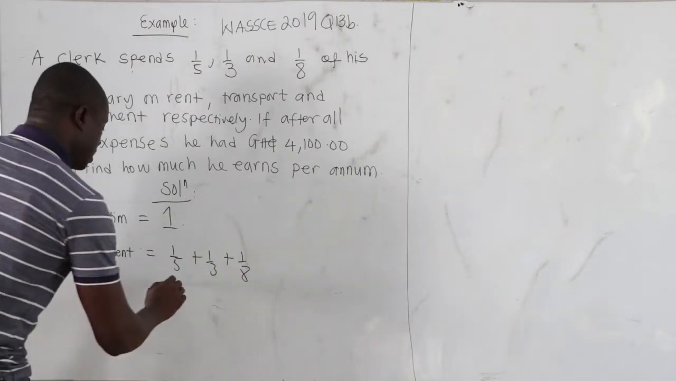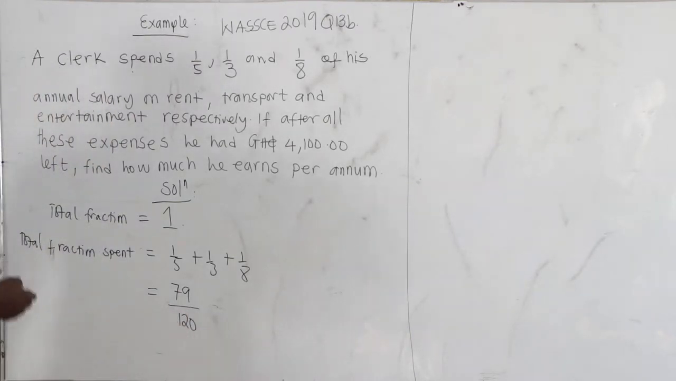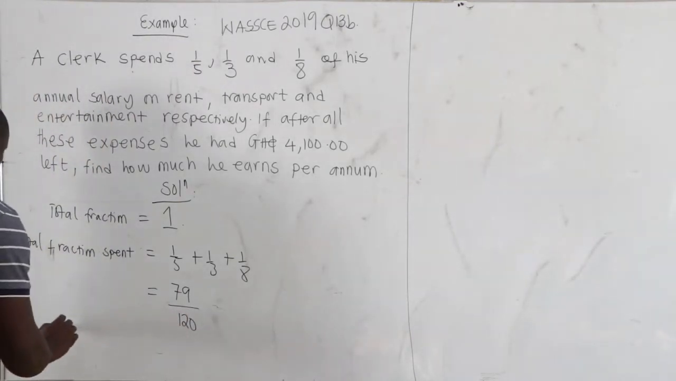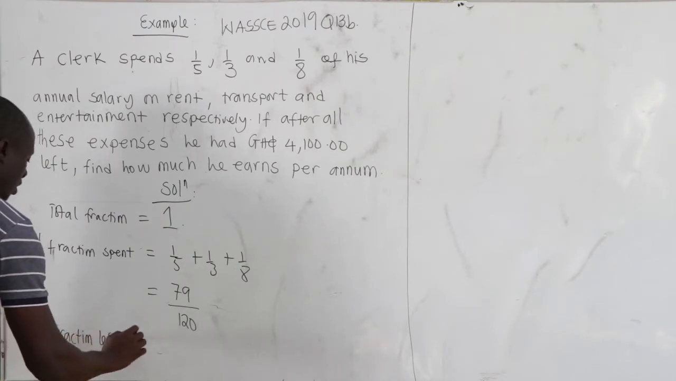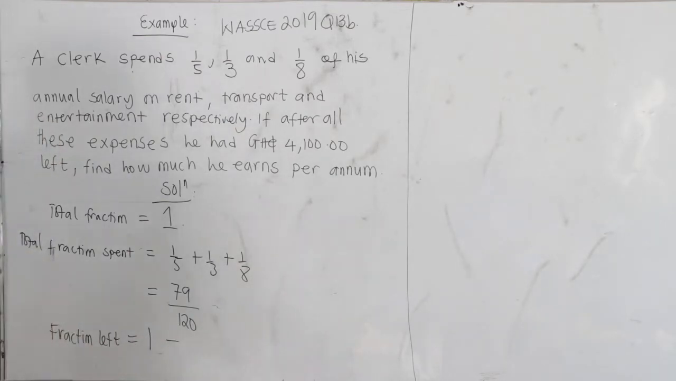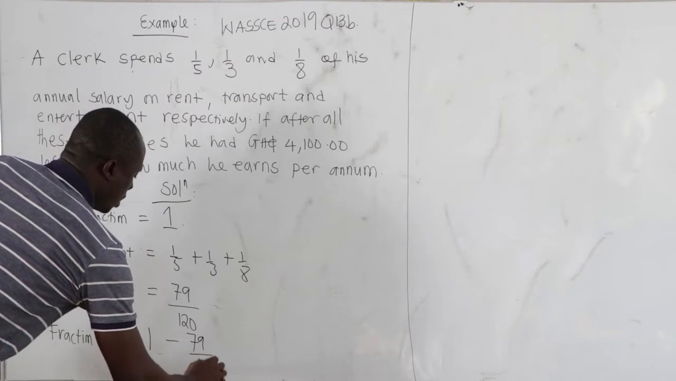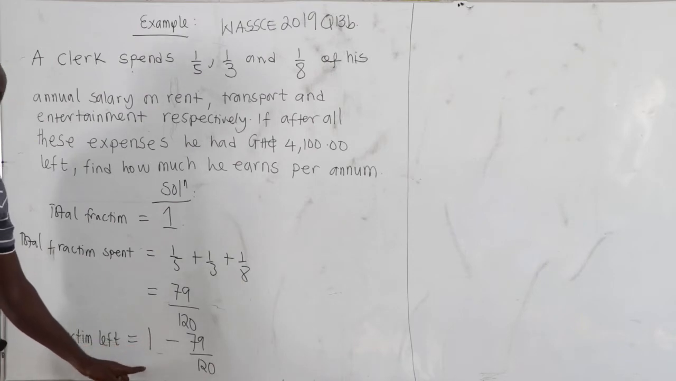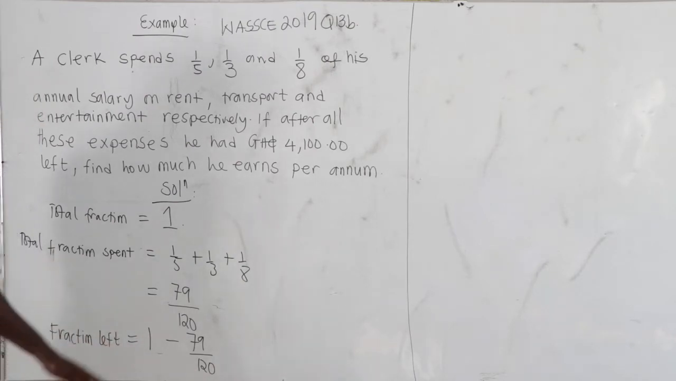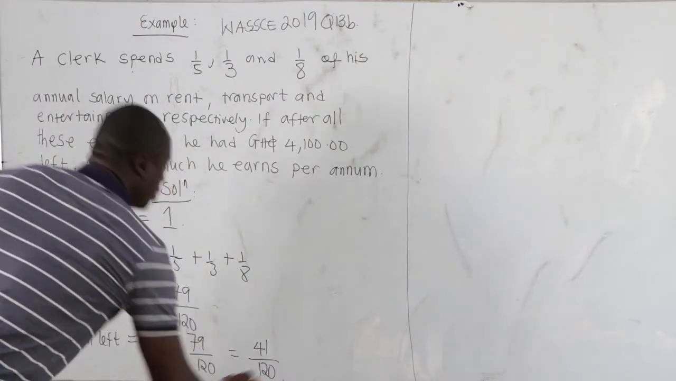Now, what is 1/5 plus 1/3 plus 1/8? You can work it out, and this is just 79 all over 120. Now, what is the fraction left? So after all this expenditure, fraction left will be total fraction, which is 1, minus the fraction spent, which is 79 all over 120. Now, we can change this as 120 over 120, because the denominator is 120. 120 minus 79 is 41. So here our answer is 41 all over 120.